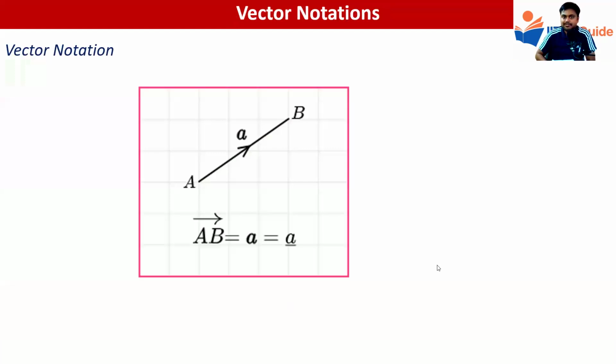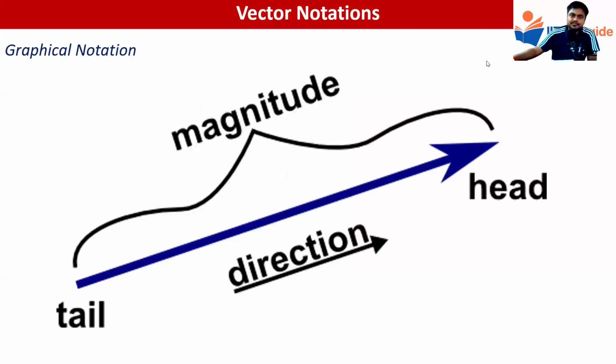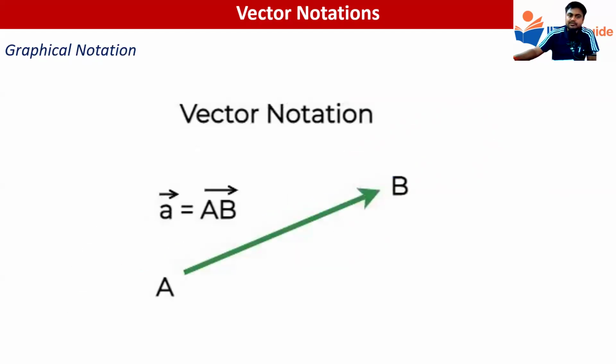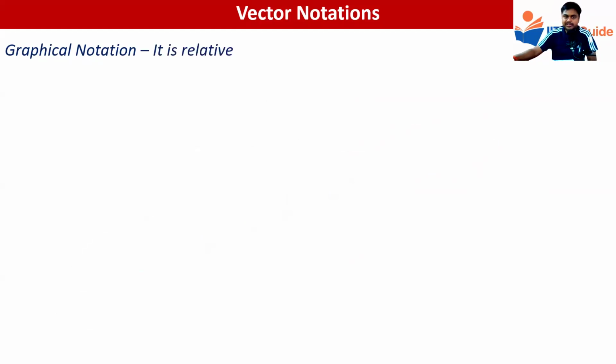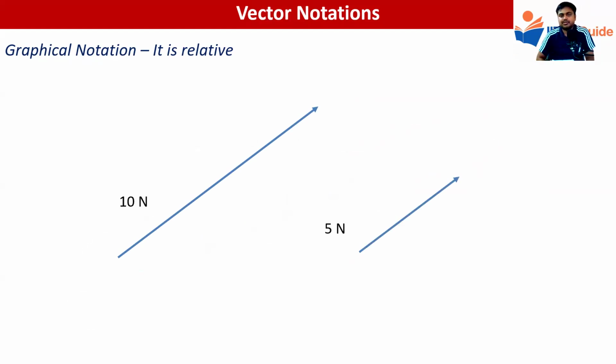Now, since vector is having both magnitude and direction, therefore a convenient way to represent it is using an arrow. The length of the arrow gives the magnitude, and the direction of the arrow gives the direction of the vector. Now it's relative, in the sense that if 10 Newton is this, then 5 Newton is going to be half of 10 Newton and the sense of direction remaining the same.